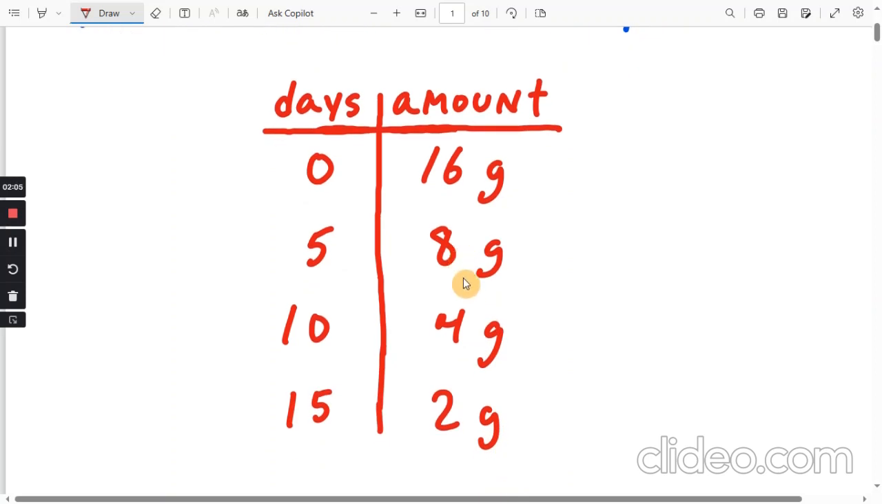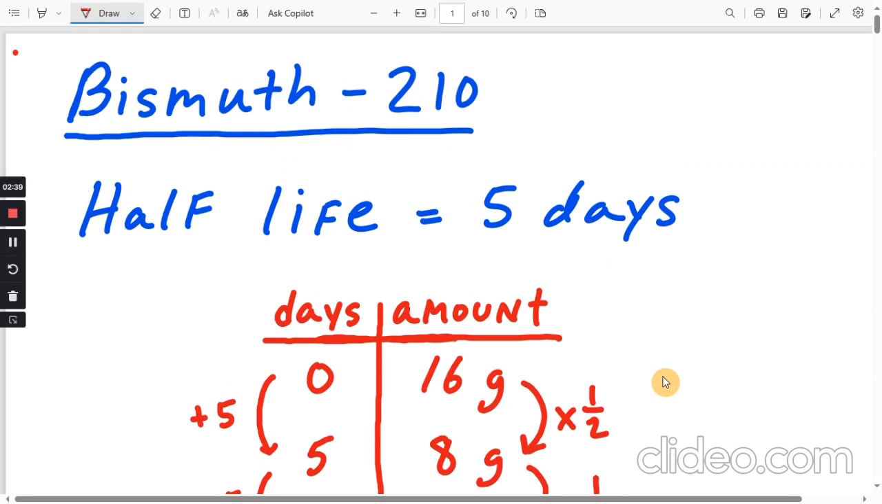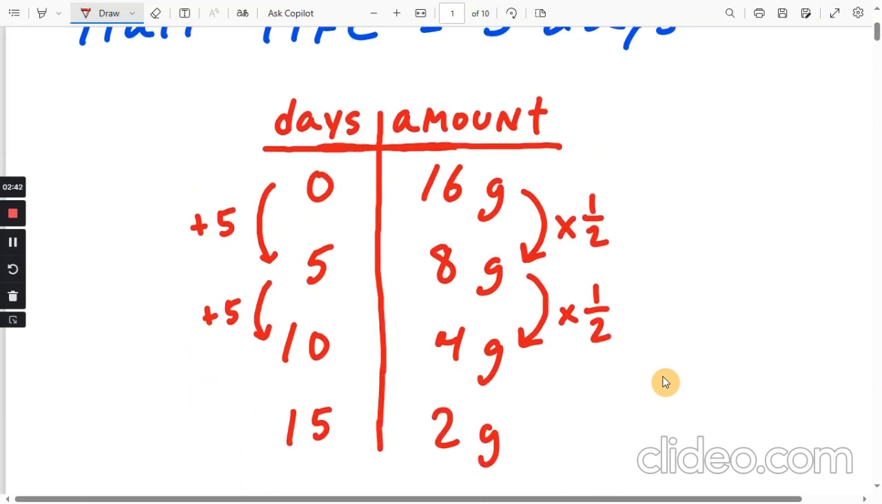So we can see this is not linear. As the number of days increases by 5 each time, the amount is not subtracted by the same number each time. It is multiplied by 0.5 or 1/2. So it's actually an exponential equation, because you're not adding or subtracting the same number, you're multiplying by the same number each time. That is an example of half-life.